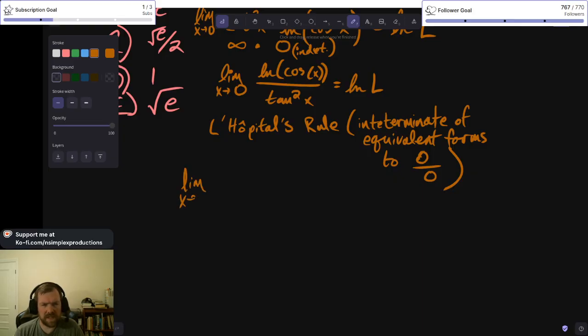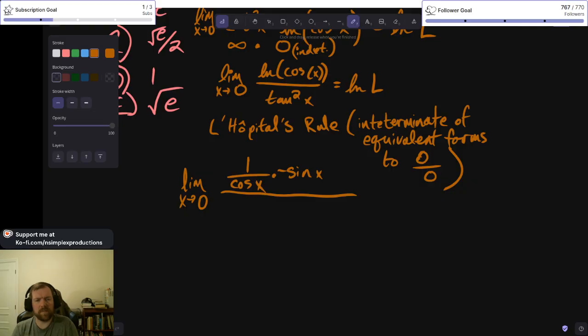So this is the limit as x approaches 0 of, right, so the derivative of the natural log is 1 over the function times, this is now a chain rule, so the derivative of the cosine is going to be a negative sine of x. We're not really getting anything else out of there, so that's fine. And again, this is equal to the natural log of what we actually want, L.